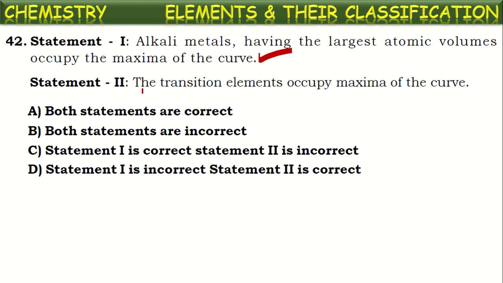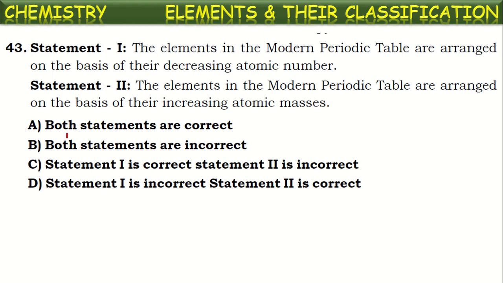This is true. The transition metals occupy the maxima of the curve. This is incorrect. Maxima of the curve was occupied by alkali metals but not transition metals. Okay, statement 1 is true, statement 2 is incorrect. Again here the C. Okay, next.